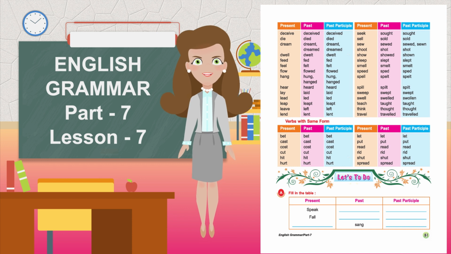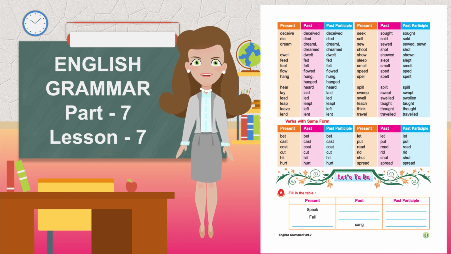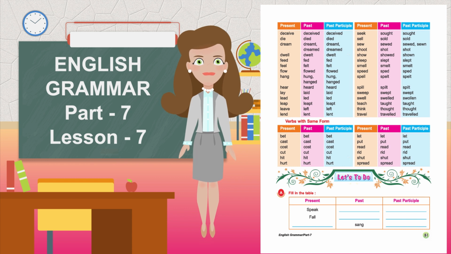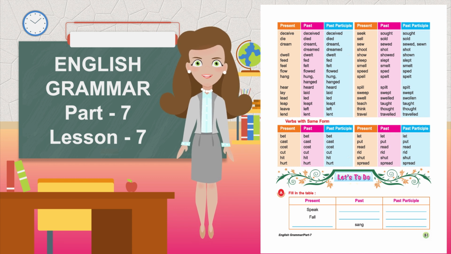Smell, smelt, smelt. Speed, sped, sped. Spell, spelt, spelt. Spill, spilt, spilt. Sweep, swept, swept. Swell, swelled, swollen. Teach, taught, taught. Think, thought, thought. Travel, travelled, travelled. Verbs with the same form: present, past, past participle.